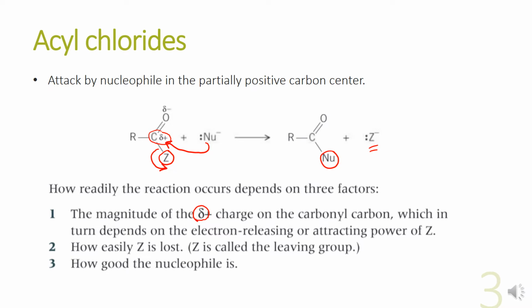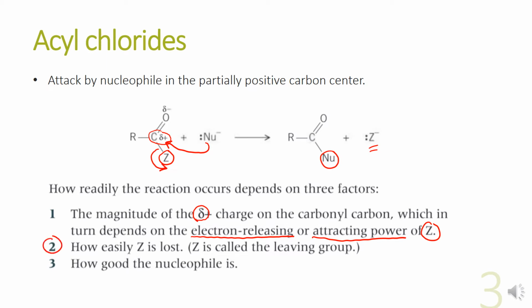It depends on the Z, whether the Z is electron releasing, or reversely it will attract the electron. So if the Z is good at attracting electrons, or a good electron withdrawing group, it means it will make the carbon more positive and the reaction will proceed smoothly.